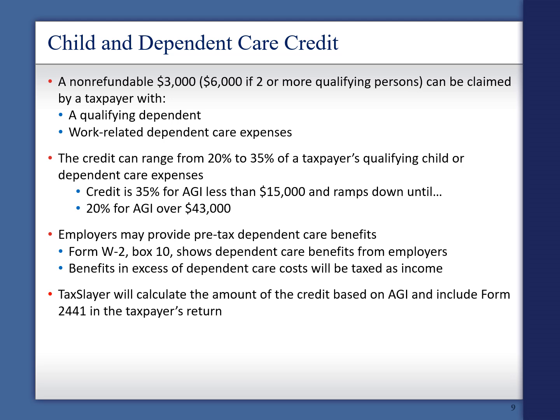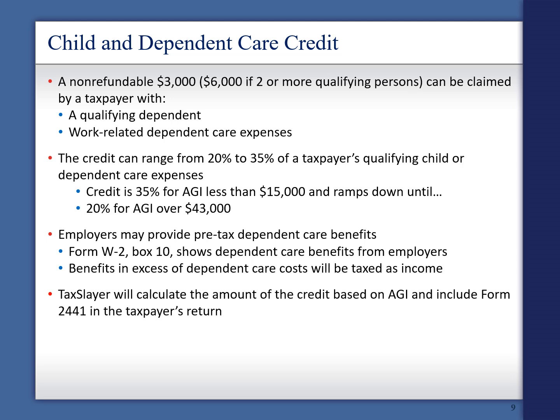A taxpayer can claim this credit if they have a qualifying dependent and have dependent care expenses as a result of working. It isn't a dollar-for-dollar credit, but the credit can range from 20% to 35% of the dependent care expenses incurred. The amount that can be claimed is $3,000, or $6,000 if there are 2 or more qualifying dependents.